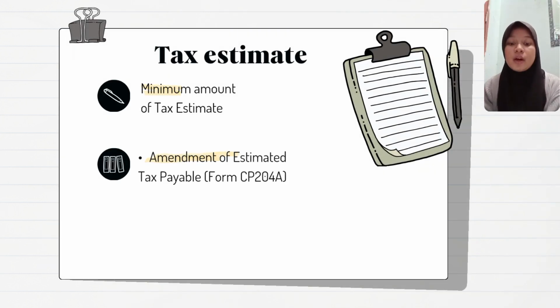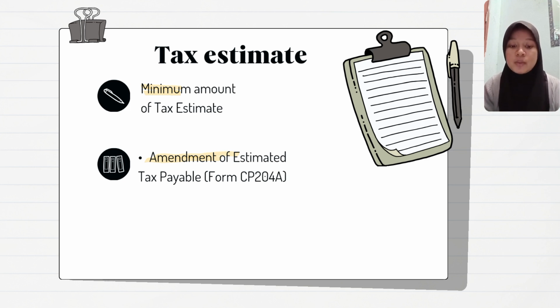Estimate. First, minimum amount of tax estimate. Subsection 207C bracket 2 of the ITA provides that the minimum amount of the tax estimate for a year of assessment should not be less than 55% of the amount of the amendments. Company, trust body, cooperative and LLP that have started operation can determine the estimate tax payable for the first year of assessment according to the company's estimated profit.